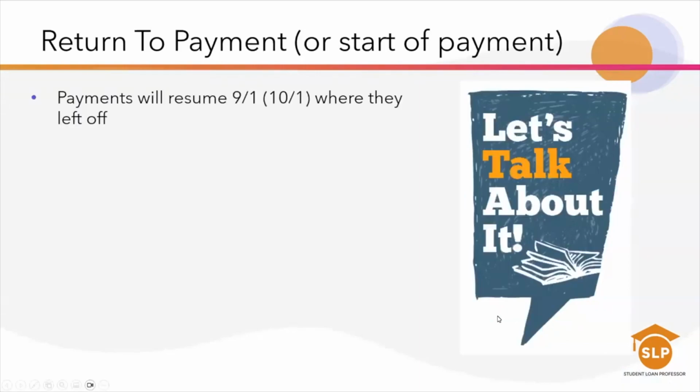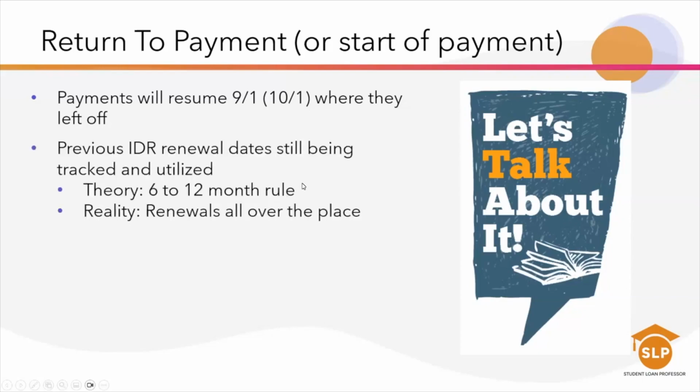Now, return to payment is obviously coming up. That's forefront on everyone's mind. So technically, payments resume 9/1, even though the servicers put a temporary forbearance in place. So most of you should have payments showing either October 1st or sometime in October.